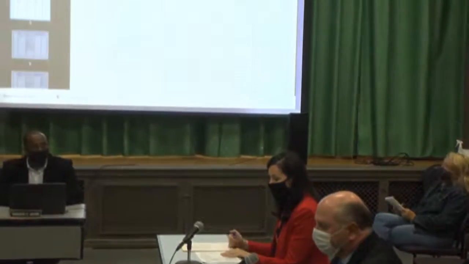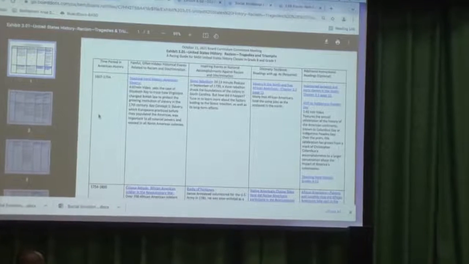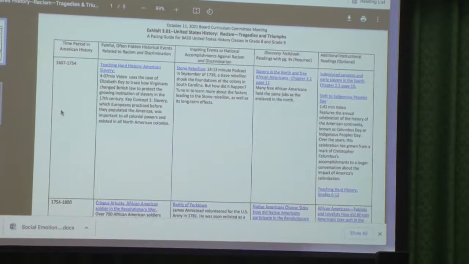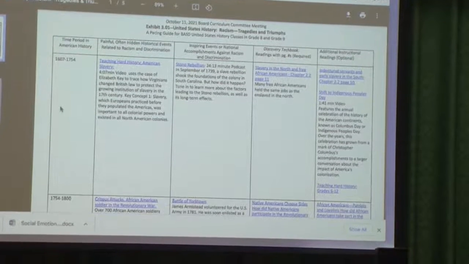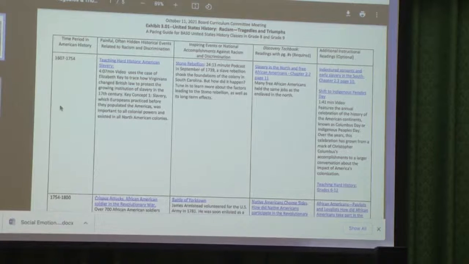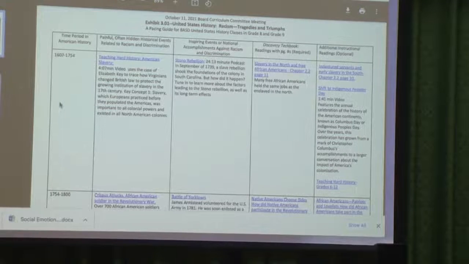With pleasure. Thank you very much. It's a pleasure to see all of you. First up, I want to show you organizationally where we start. As Dr. Silver referenced, it's broken down into time periods. You can see that in every time period we have one activity related to painful, often hidden historical events related to racism and discrimination. We also have at least one activity related to inspiring events or national accomplishments against racism and discrimination. We have accompanying readings.